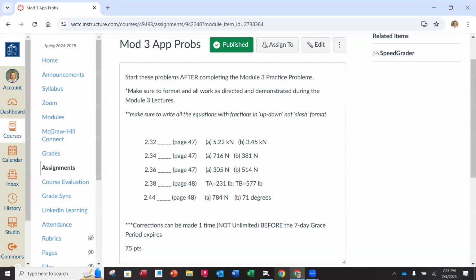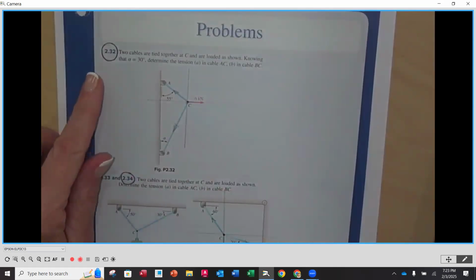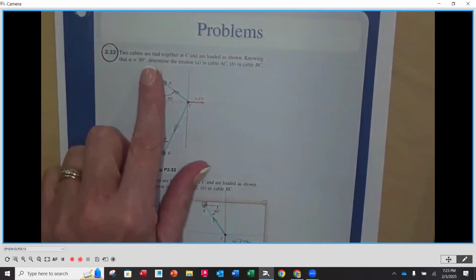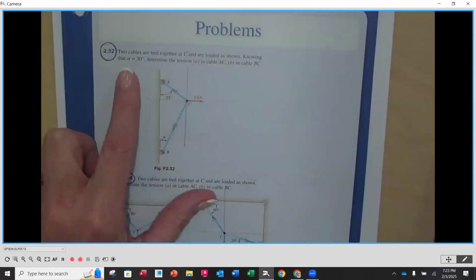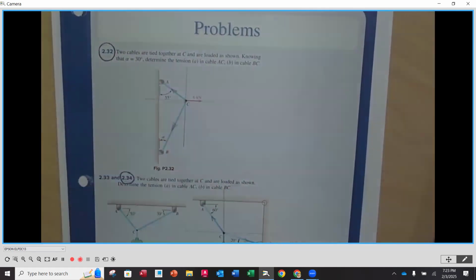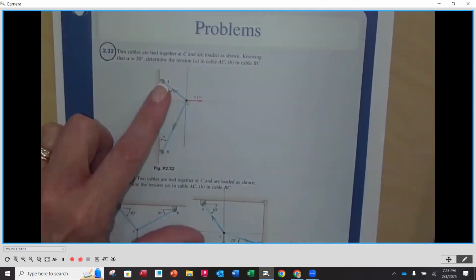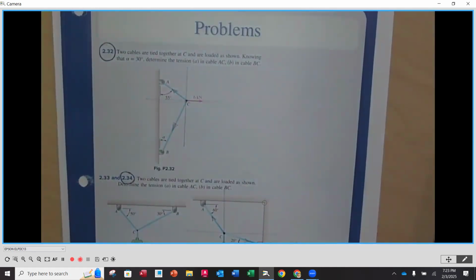So I'm going to go underneath our camera. The first problem that we have here is problem 32. It says we have two cables tied together at C. They're loaded as shown. Knowing that alpha down here is 30 degrees, determine the tension in cable AC and cable BC. Now, these need to be done using the rectangular component method only, just the way that we did these last three sample problems.